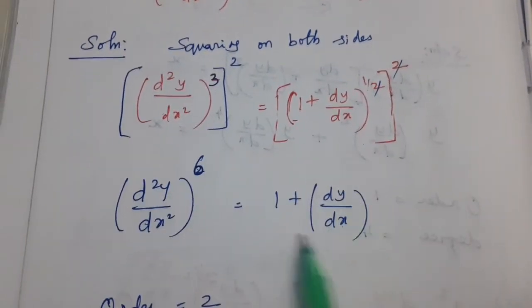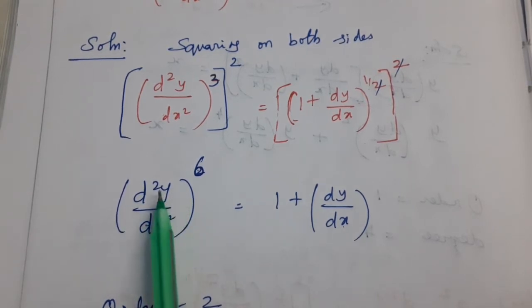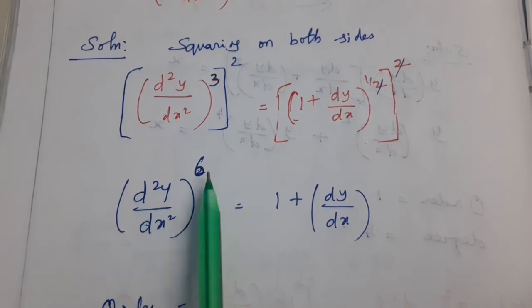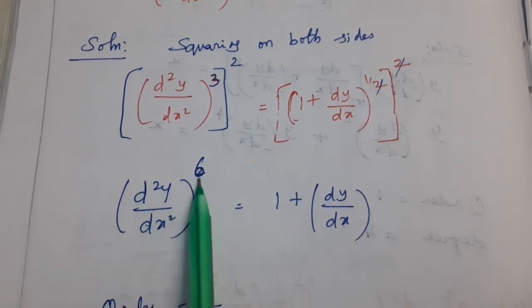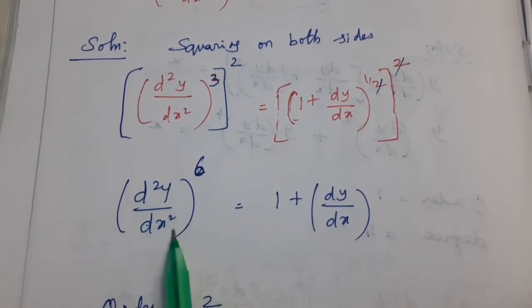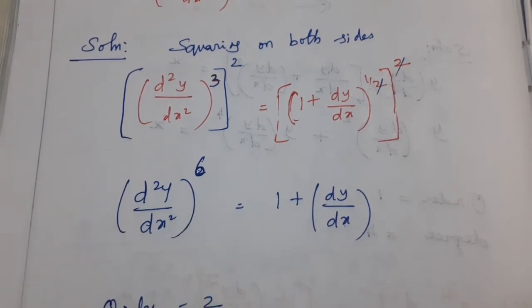Let's see here, very simple. What is this order? Second order derivative. Order is 2. What is the degree? Degree is that power, the order of the power. The second derivative's power is 6. Therefore order is 2. Keep it in mind, second order derivative, therefore order is 2, and the power is 6, so degree is 6.